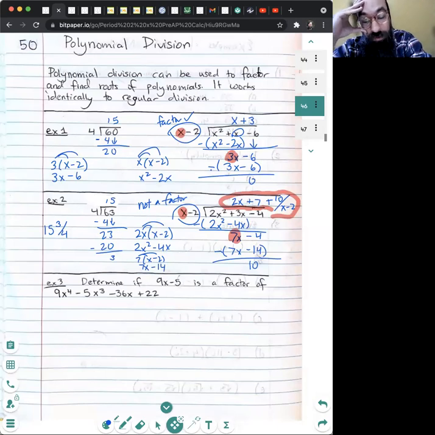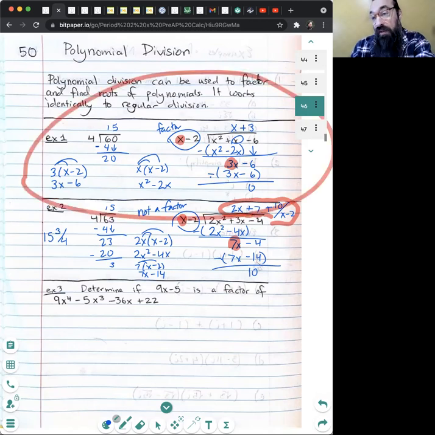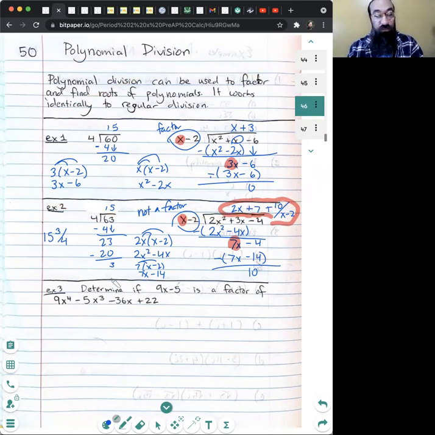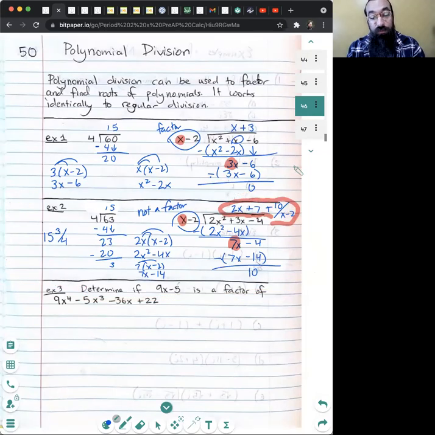All right, here's our new one. Example 3. Determine if 9x minus 5 is a factor of 9x to the 4th minus 5x cubed minus 36x plus 22. Okay, what does that even mean? Well, we already know. If there's no remainder, like in example 1, it's a factor. If there is a remainder, like in example 2, it's not a factor. So we're just dividing it, same thing.